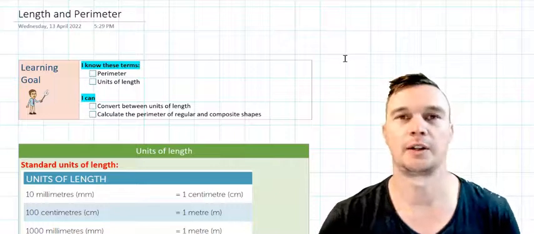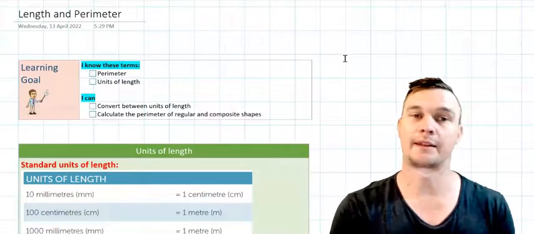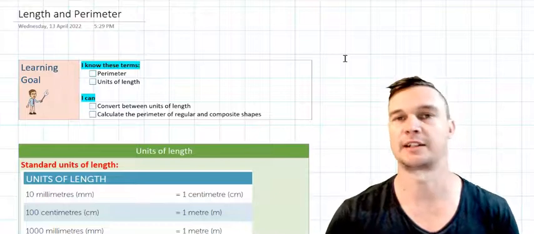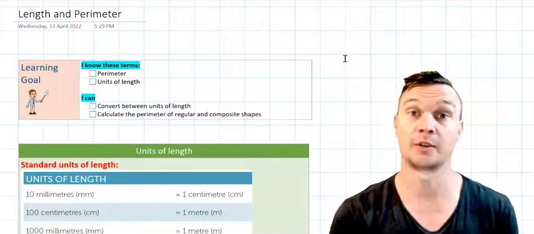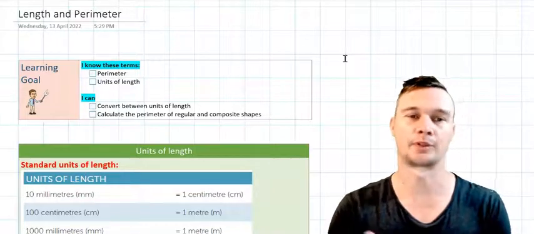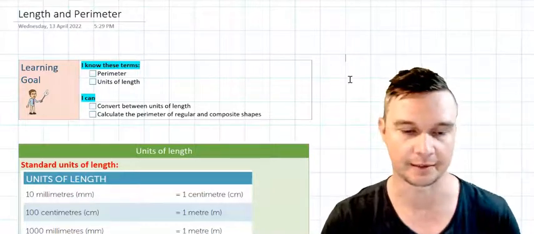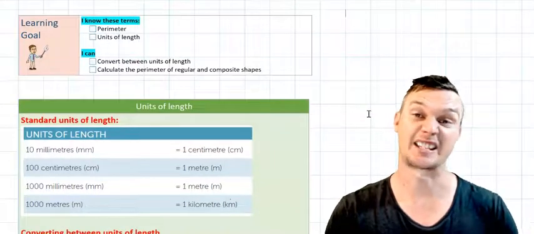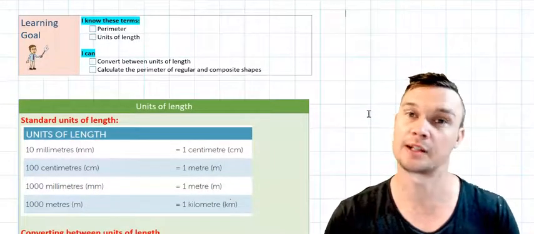So in this video here, we're going to be looking at the relationship between length and perimeter. So you hopefully understand what perimeter is, or how to calculate that for different types of shapes, and also how to convert between different units of length. So the first thing we're going to do is understand the relationship between the different units of length.